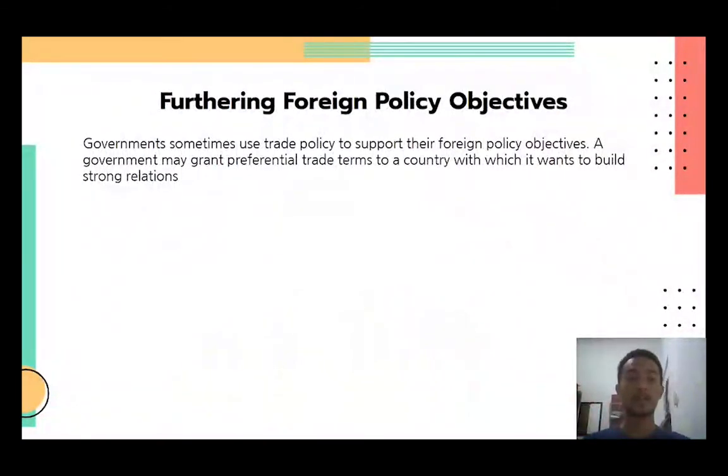The next political argument is furthering foreign policy. Governments sometimes use trade policy to support their foreign policy objectives. A government may grant preferential trade terms to a country with which it wants to build strong relationships. Trade policy has also been used several times to pressure or punish rogue states.